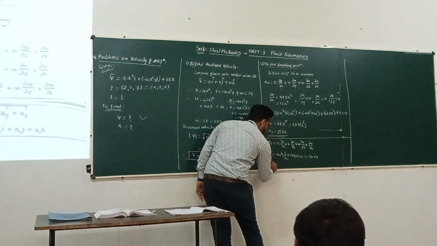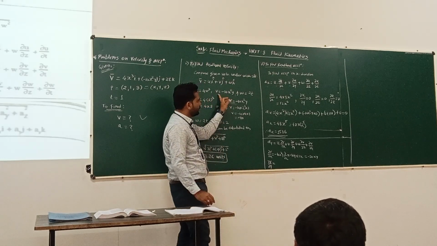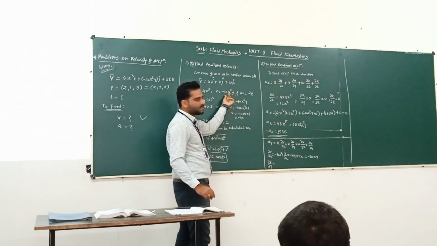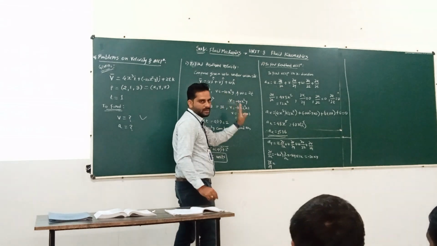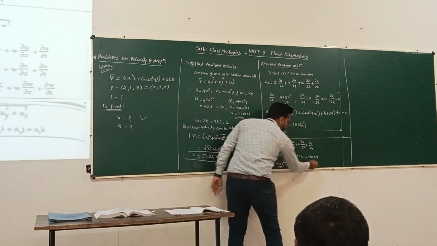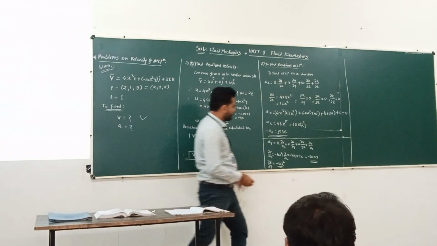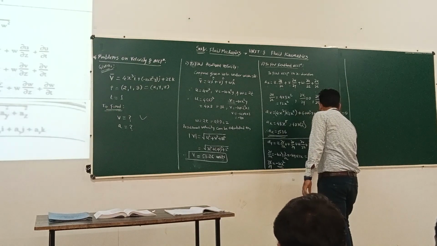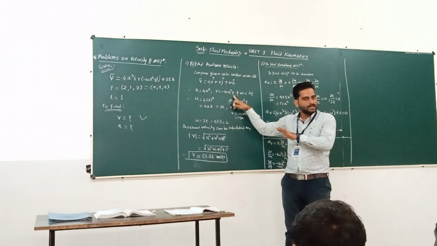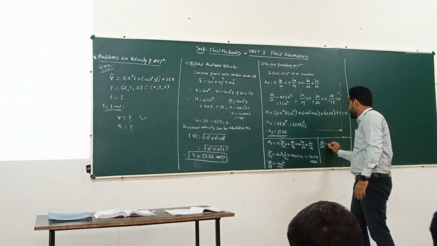Now dv by dy. The value of v is minus 10x square y. The derivative of y with respect to y is 1, and the other terms are constant, so the answer is minus 10x square. Again, what do we find next? The derivative of v with respect to z. There is no z term, so the derivative of v with respect to z will be 0.